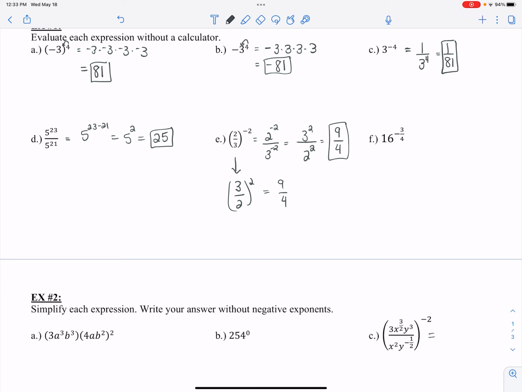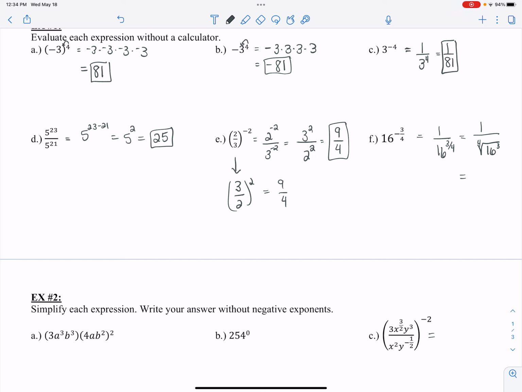And then letter F, I've got a negative exponent, which automatically moves that 16 down to the denominator. Now the exponent's positive, and I can deal with the rational part of it. So 16 is my base, the power is 3, the index is 4. It does not matter if you want to go 16 to the 3rd power and then simplify it.